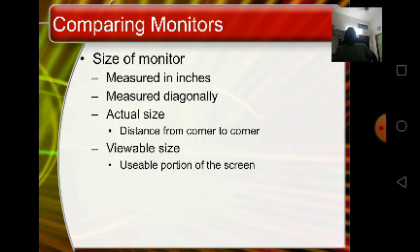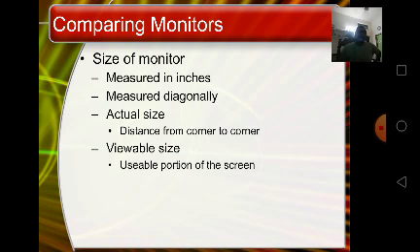Even if the monitor looks good, or if you are buying it through the mail, you need to check several specifications. The following are the most important. First one is size, second one is resolution, third one is refresh rate, fourth one is dot pitch. First we discuss the size of monitors.